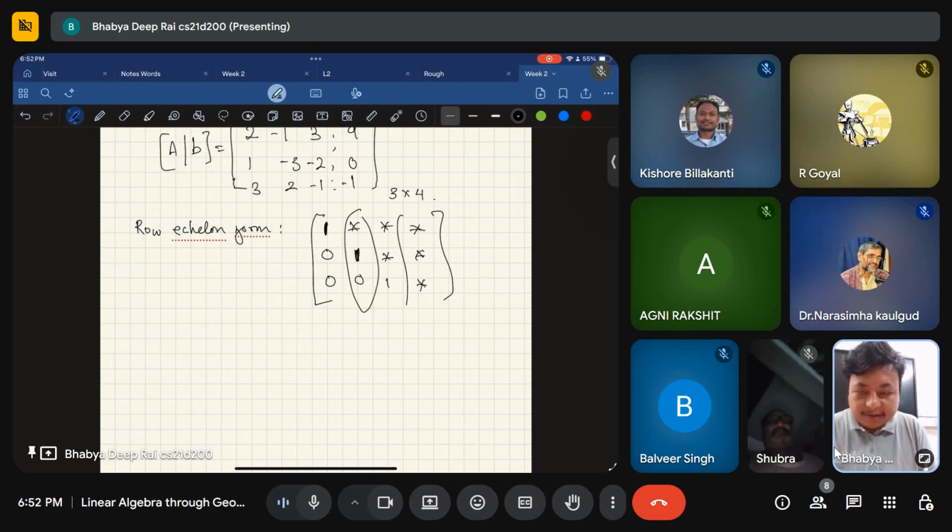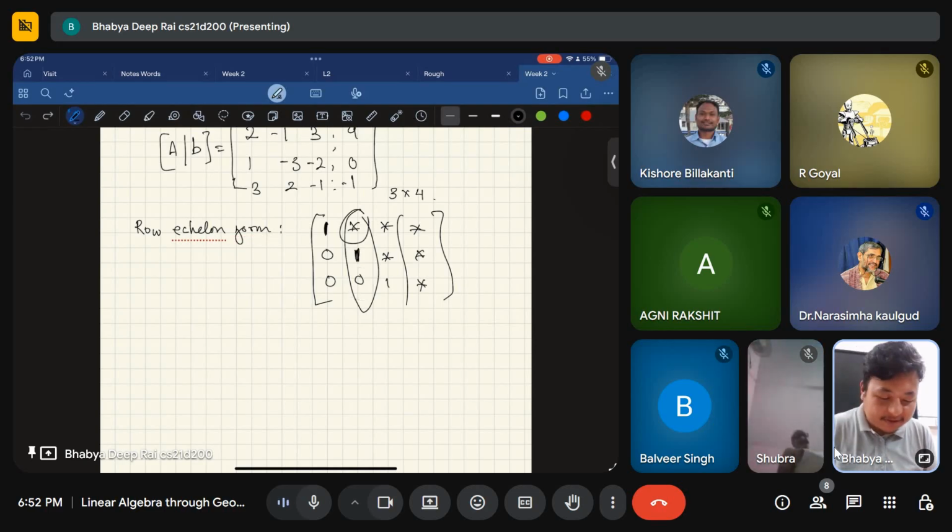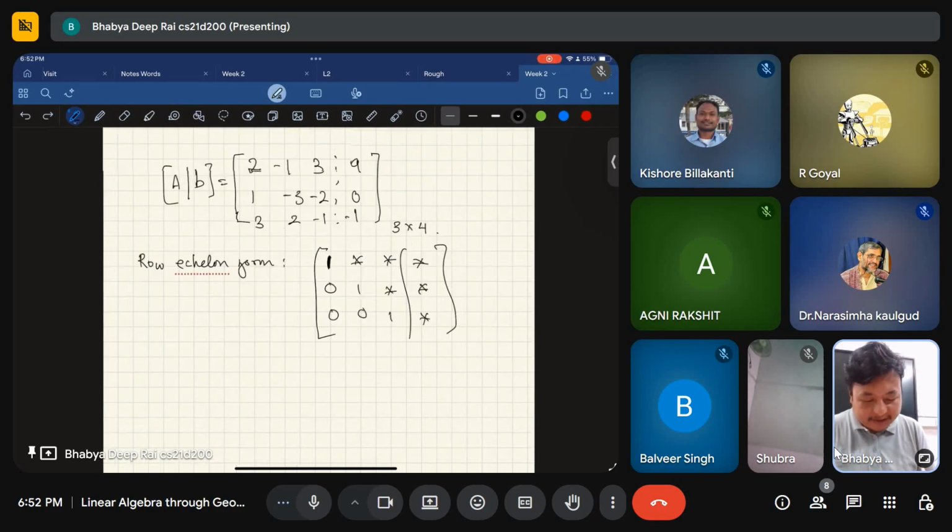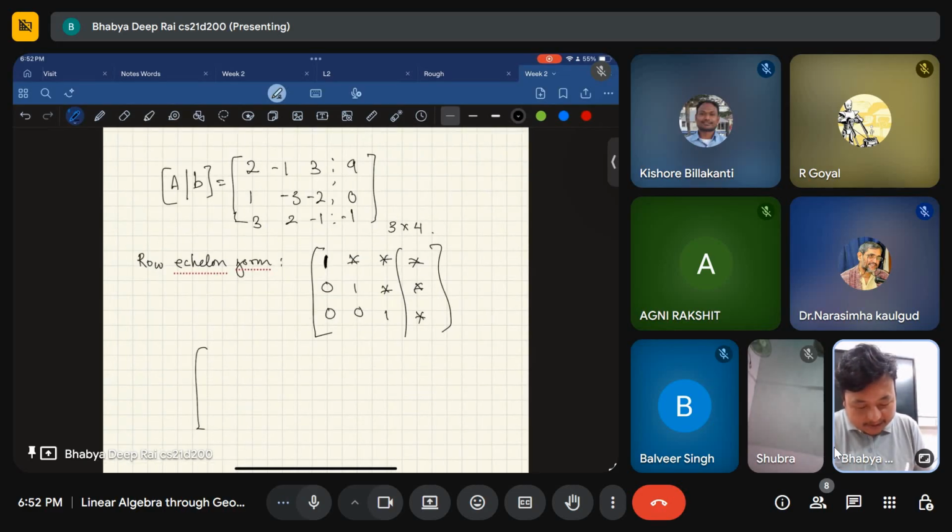On the second row, the second item should be 1. Everything above it can be anything. The star represents that it could be anything, but everything below should be 0. This is what you want to achieve, so let's work towards that. Let's do that. This is what you have.